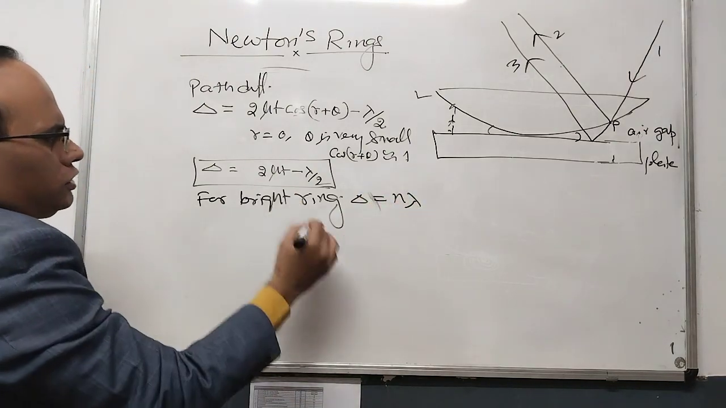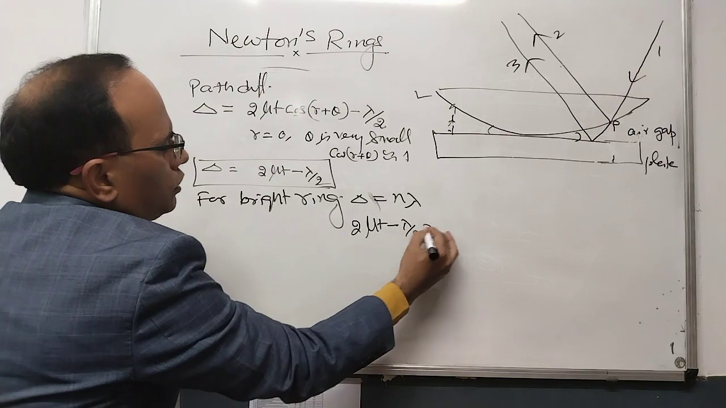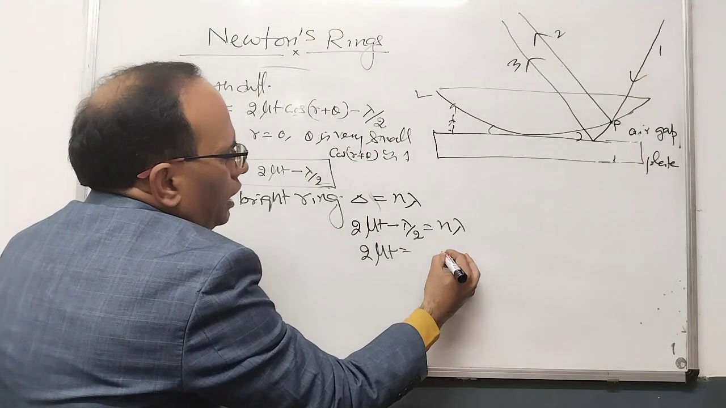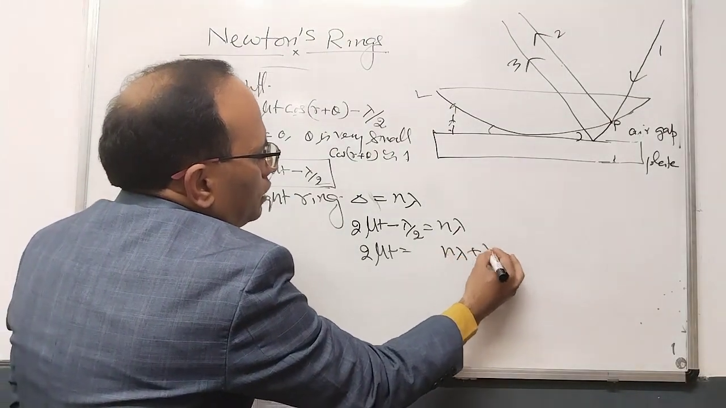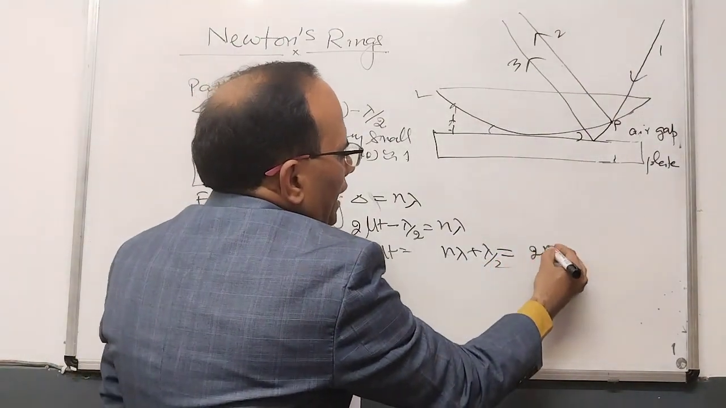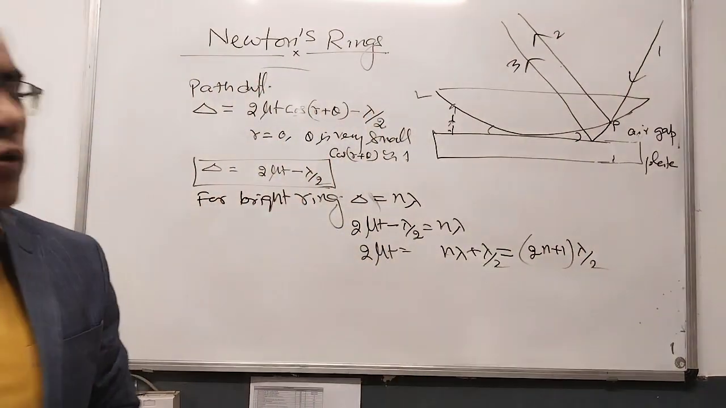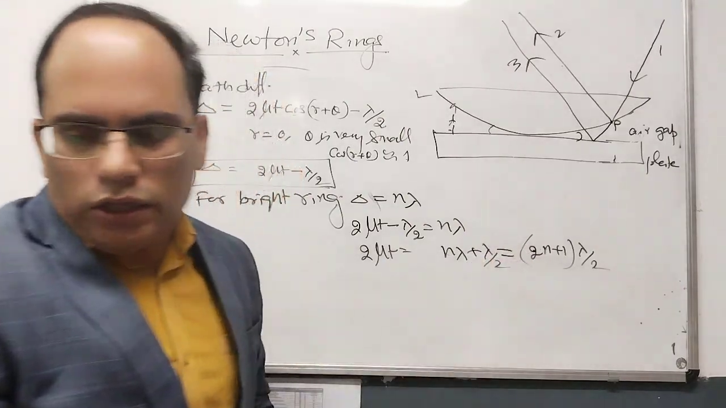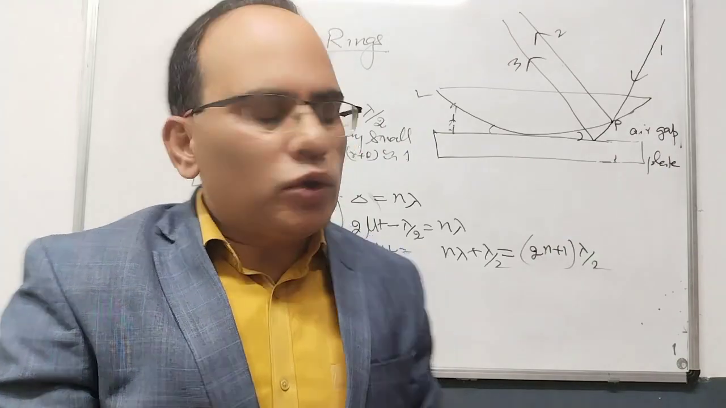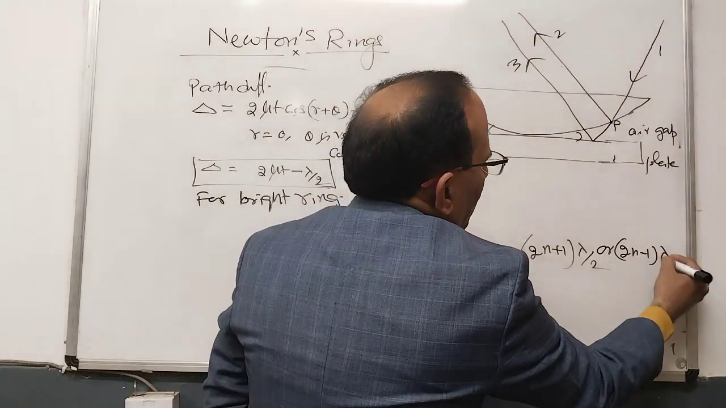So you can put 2 mu t minus lambda by 2 equal to n lambda, or you can say 2 mu t equal to n lambda plus lambda by 2. One can write it in this form, like (2n plus 1) lambda by 2, where n starts with 0, 1, 2, 3 and so on. It can also be written as (2n minus 1) lambda by 2.